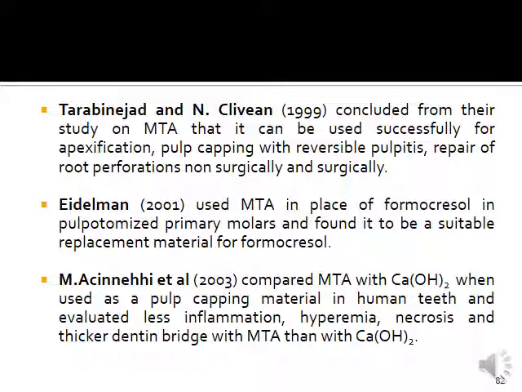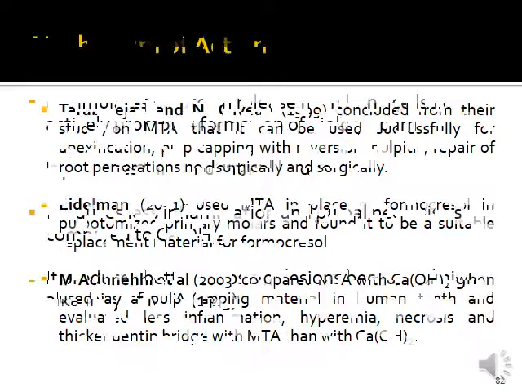Middleman in 2001 used MTA in place of formocresol in pulpotomized primary molar teeth and found it to be a suitable replacement material for formocresol. Eskandarizadeh et al. compared MTA with calcium hydroxide as a pulp capping material in human teeth and observed less inflammation, hyperemia, necrosis, and a thicker dentine bridge with MTA than with calcium hydroxide.